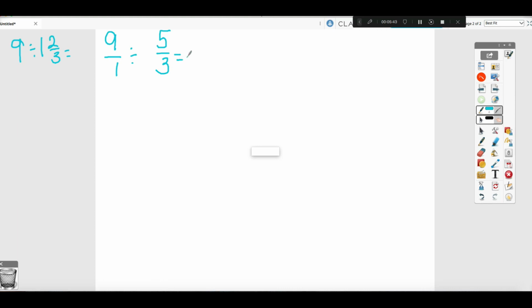When I divide, now I have two fractions here. I'm ready to divide. When I divide fractions, Blake, what do I have to do? You're gonna have to flip and multiply. I flip my second fraction, and I change my sign to multiplication. Is there anything I can cross cancel here? Nope. So I just have to multiply straight across. 9 times 3 is? And 1 times 5 is?